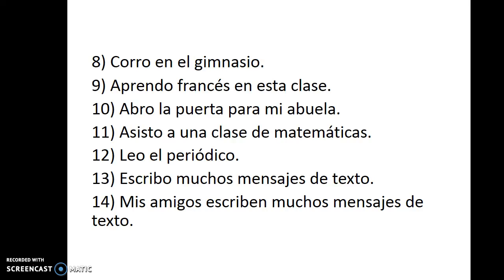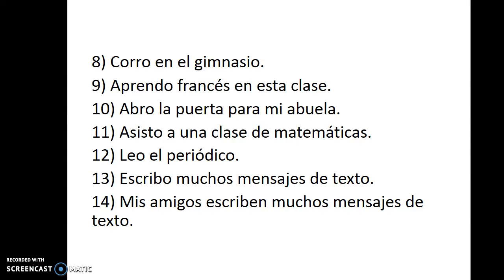Número 10. Abro, this is a new IR verb, abrir, to open. Abro la puerta para mi abuela. Okay, hopefully everyone will say cierto. You open the door for your grandmother. So sí, abro la puerta para mi abuela.